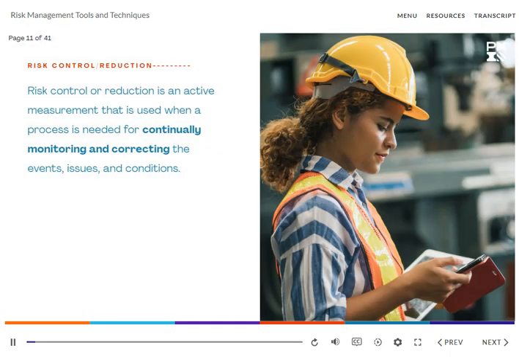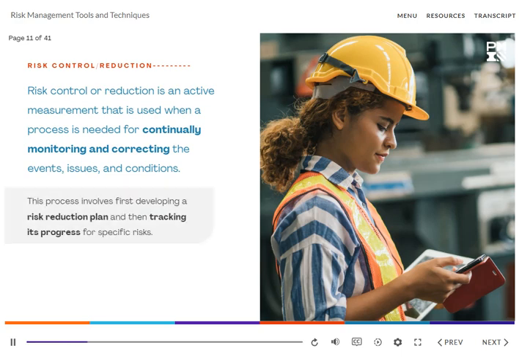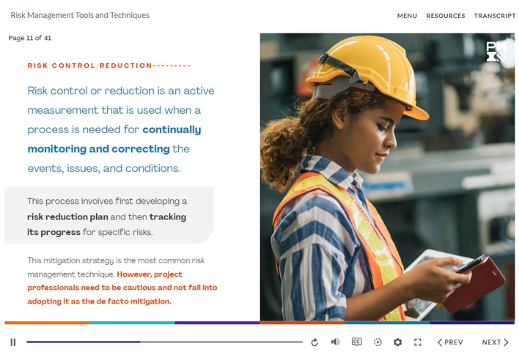Risk control or reduction is an active measure that is used when a process is needed for continually monitoring and correcting the events, issues, and conditions. This process involves first developing a risk reduction plan and then tracking its progress for specific risks. This mitigation strategy is the most common risk management technique.